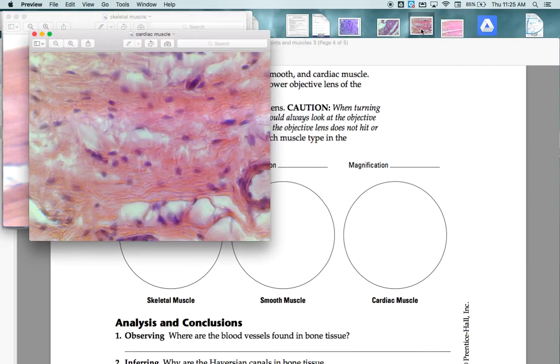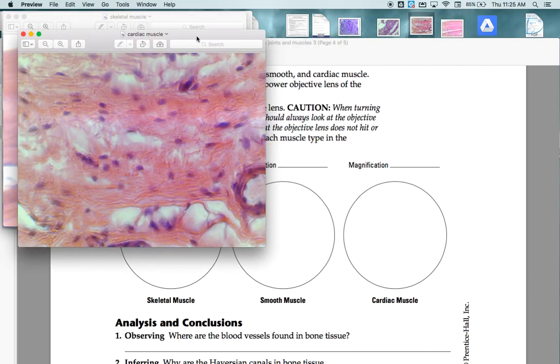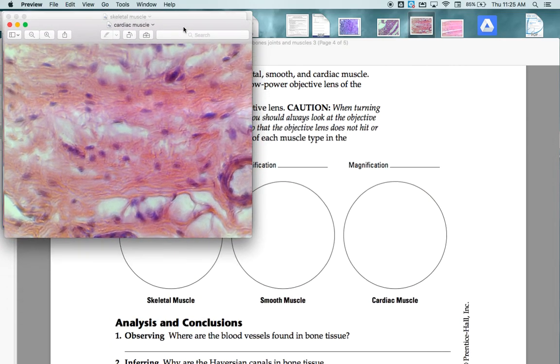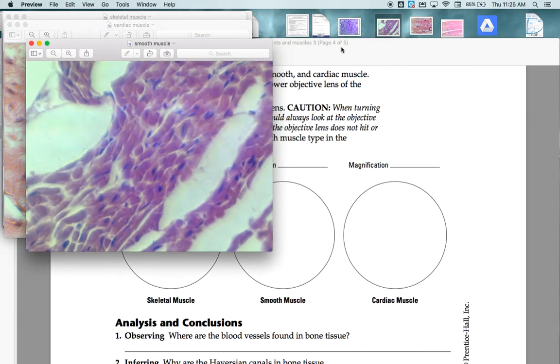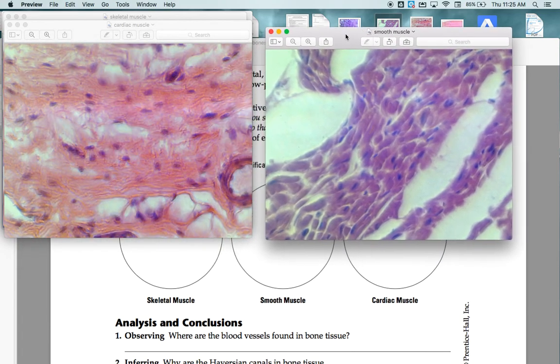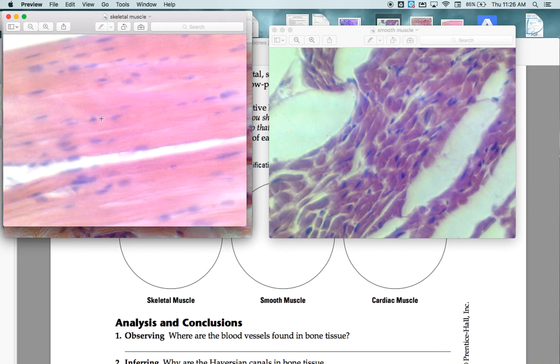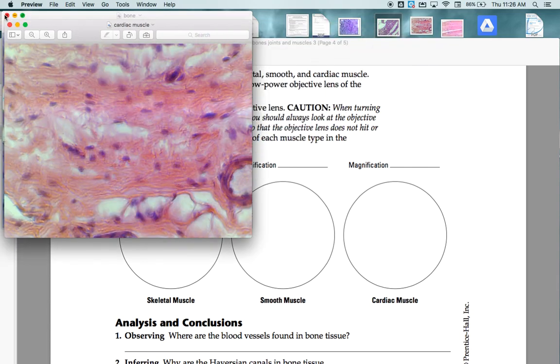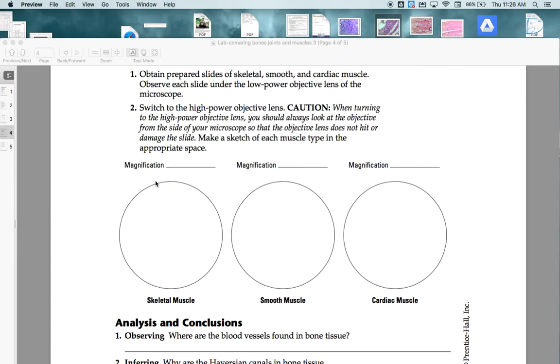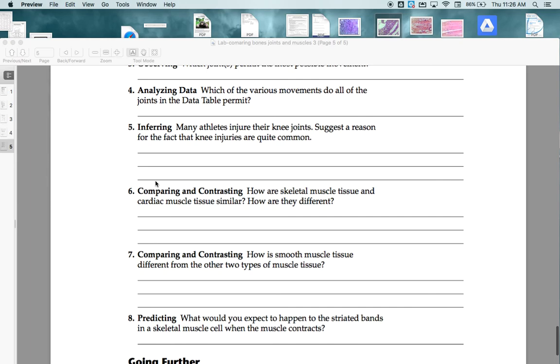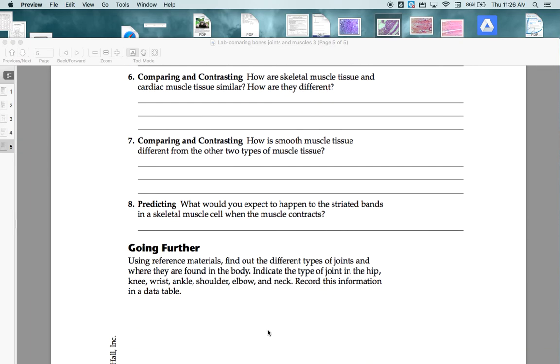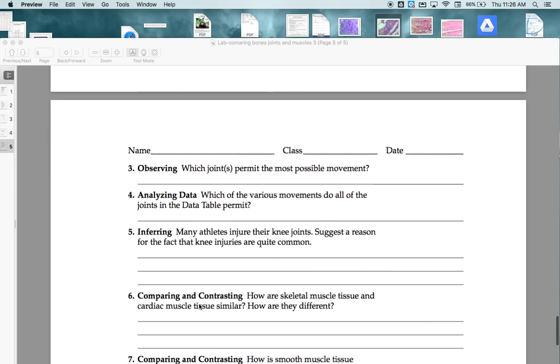And then for smooth muscle, whoops, that's cardiac. Cardiac would go right here on this side. And then smooth muscle right here in the middle. So you know both smooth and cardiac only have one nucleus per cell, and skeletal muscle, you can see there's a bunch of nuclei in each cell. Then all you're going to do is these 8 questions here, and you do not have to do going further.